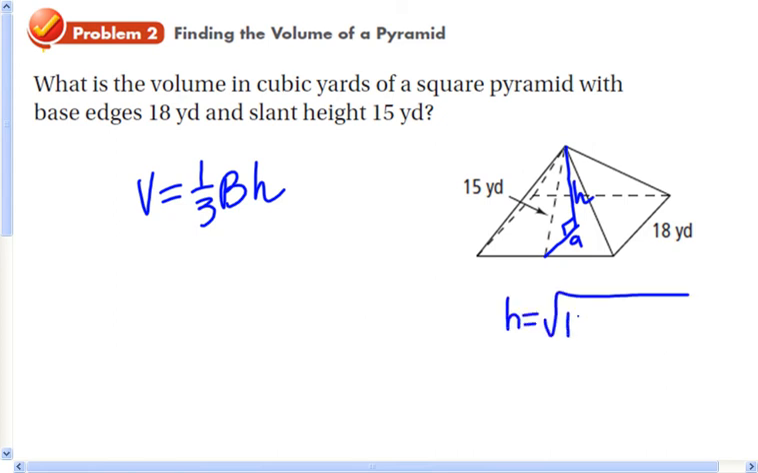using Pythagorean theorem, we're going to do the hypotenuse squared minus the given length squared, which gives us the square root of 144, which is 12. So our height is 12.